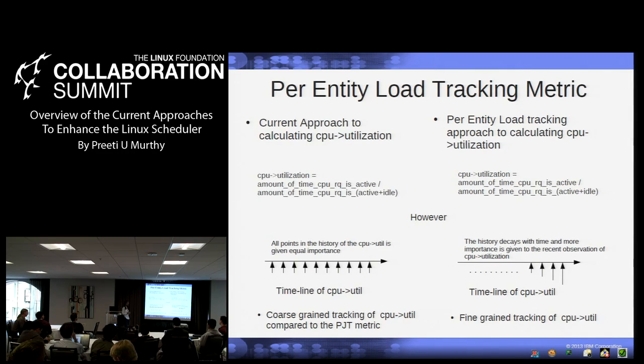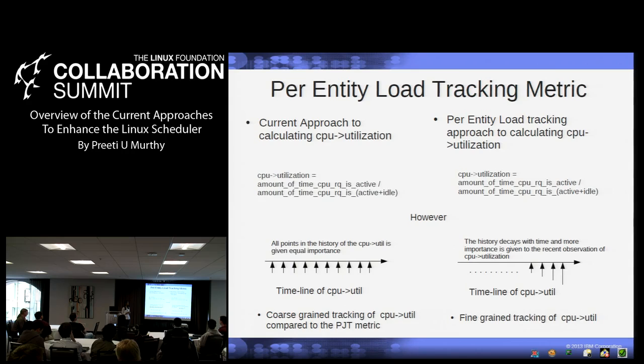Now, who is taking care of calculating this percentage utilization? The percentage utilization of a task is currently not being calculated in the scheduler. At least at the task level, it's not being calculated. This advantage is brought in by the per entity load tracking metric. I'm sure many of you have heard of it. The PJT's metric, as it's popularly known, introduced by Paul Turner.